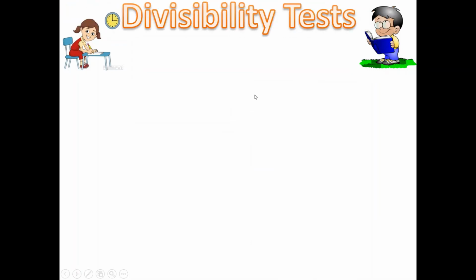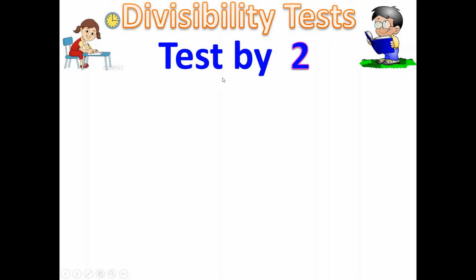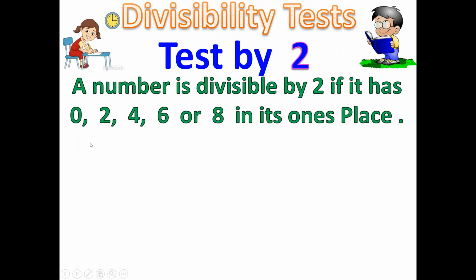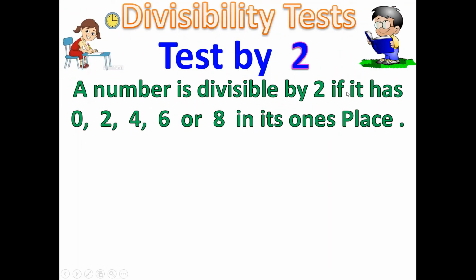Now divisibility test. Test by 2. A number is divisible by 2 if it has 0, 2, 4, 6 or 8 in its ones place. Now you can see this 0, 2, 4, 6, 8 has a name, that is even numbers. You know what even numbers are. It will be easy if you know the even numbers. Now we go on to the example.